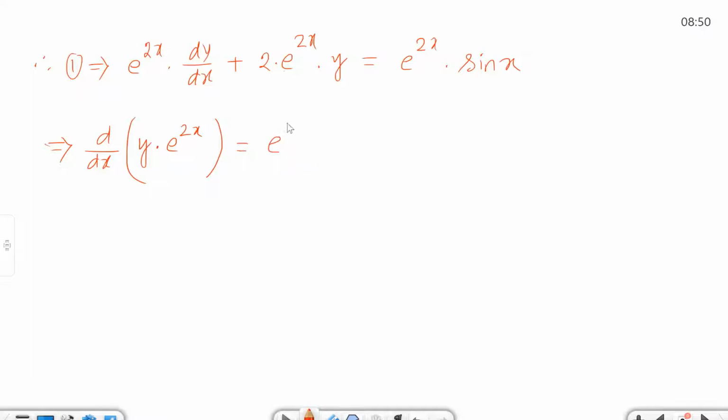Next, what did I do? d/dx removed. That means y into e to the power 2x is equal to integration of e to the power 2x into sin x.